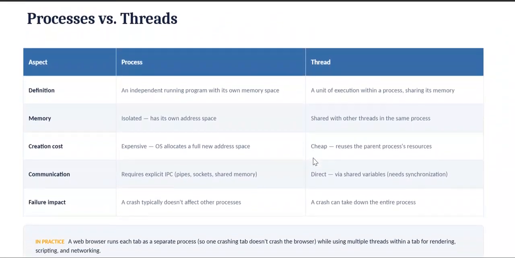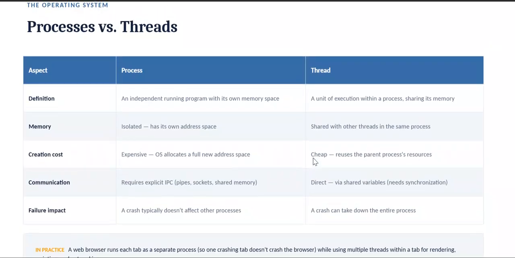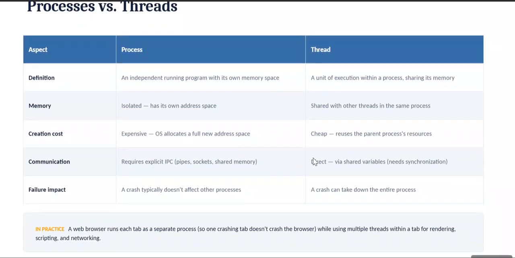Now, operating system processes versus threads. I'm just going to be explaining this real quick. A process is an independent running program with its own memory space. The memory is isolated. The process has its own address space.